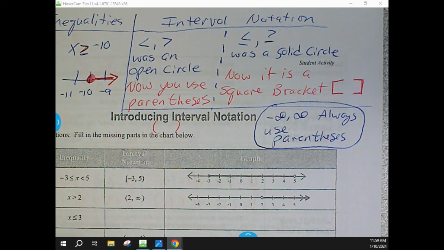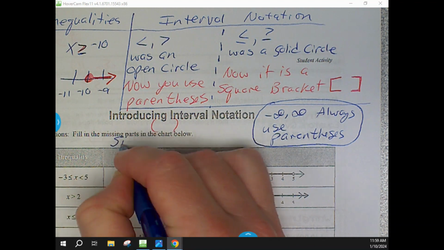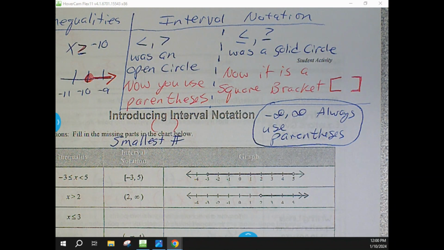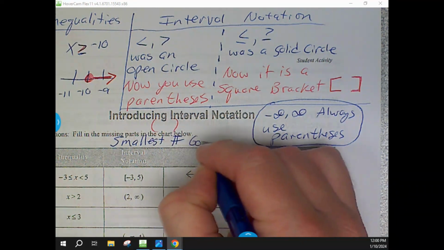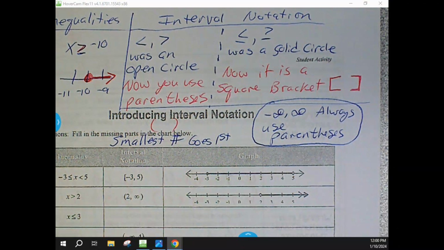Okay. Oh, and one other thing when you do interval notation. The smallest number goes first every single time. Because we were doing this one year, and as we were setting this up, they put two numbers in there, and I was like, well, why didn't you put the smallest number on the left? And they were like, you didn't tell us to. I was like, okay. So now I make sure that when we talk about interval notation, if we've got two numbers, you always put your smallest number on the left.